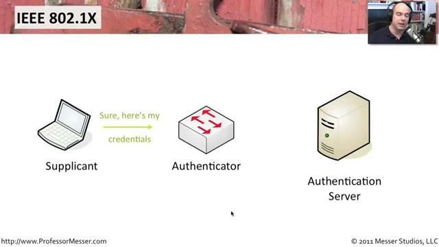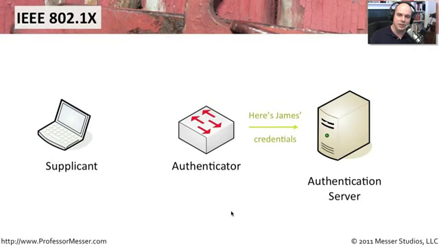Well, sure. Here's my credentials. Let me give you information about who I am and how I can communicate on this network. And the authentication server then receives that information from the authenticator that says, hey, James is on the network. Here's his credentials. And maybe this is someone you might want to allow access to the network. The authentication server looks through that information and says, that looks fantastic. James is allowed access to the network. Go ahead, enable some ports and let him onto the network.